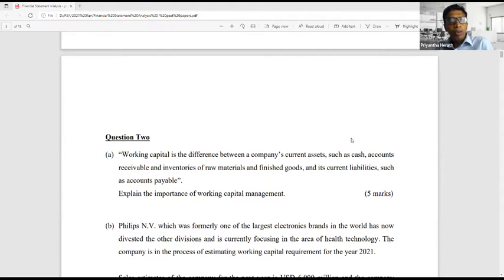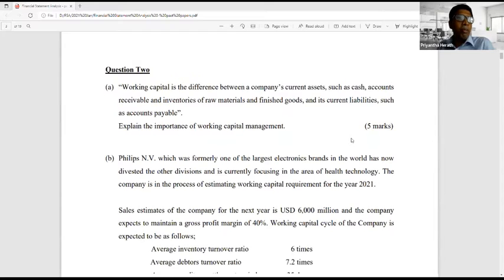Five marks, you don't need to write essays. But you need to highlight these 2 points, right? You need to ensure liquidity and ensure to improve profitability, right? Okay, right. Next, part B.